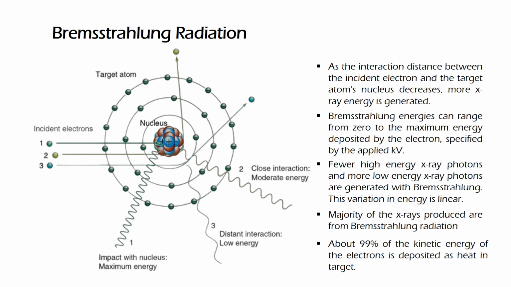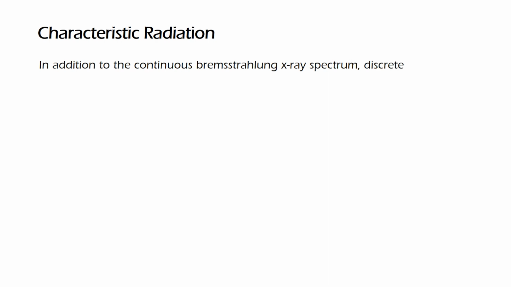Let us now learn about the other type of interaction, characteristic radiation. In addition to the continuous Bremsstrahlung X-ray spectrum, discrete X-ray energy peaks are generated that is called characteristic radiation.